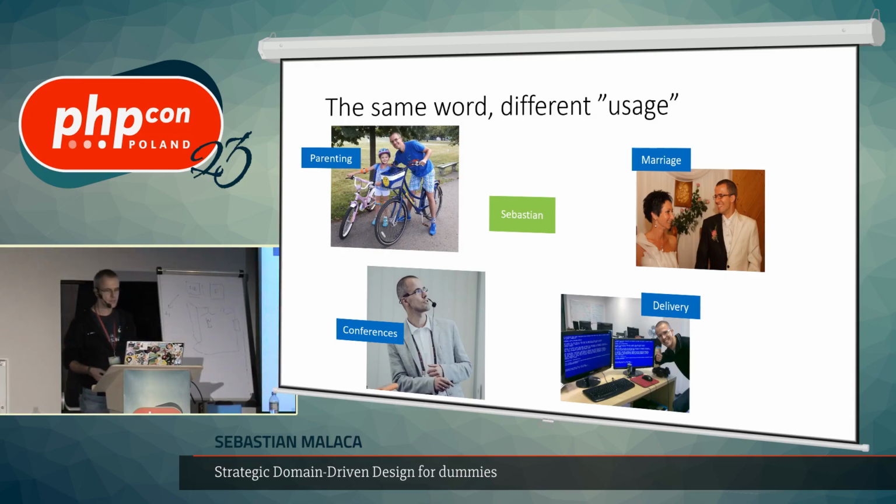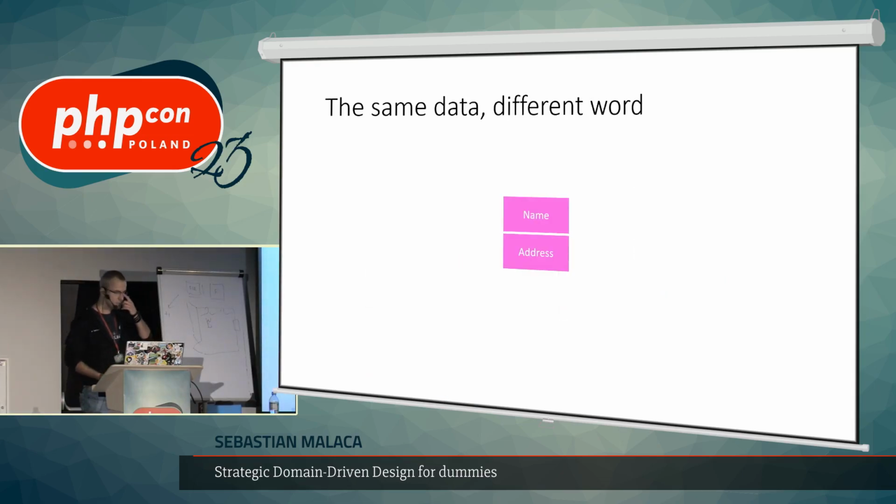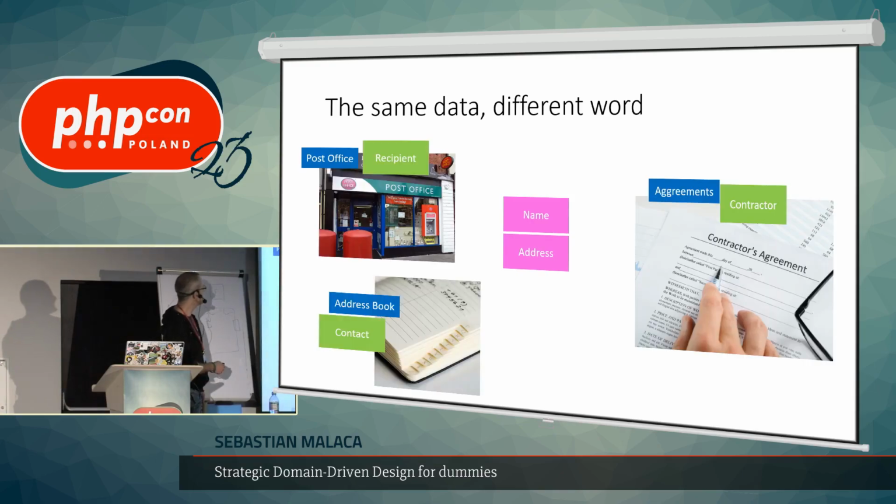Another thing, sometimes we are using the same data, but to name it, we are using a different word. It also depends on the requirements. So we've got a name and address. Sebastian Malaca is living somewhere. Okay. And it doesn't change, but based on the context, sometimes it's a recipient, sometimes it's a contractor, sometimes it's a contact. It doesn't have to be one-to-one, because sometimes it may be a little bit more, but it is enough to somehow worry us.